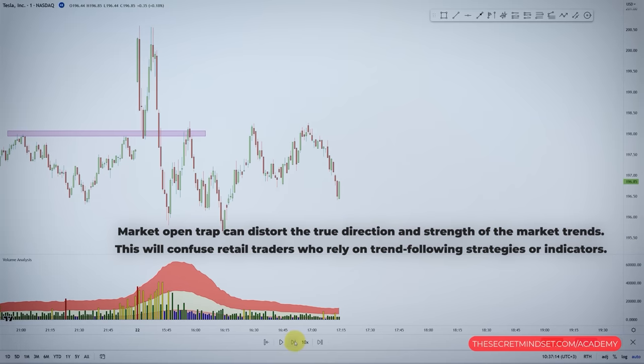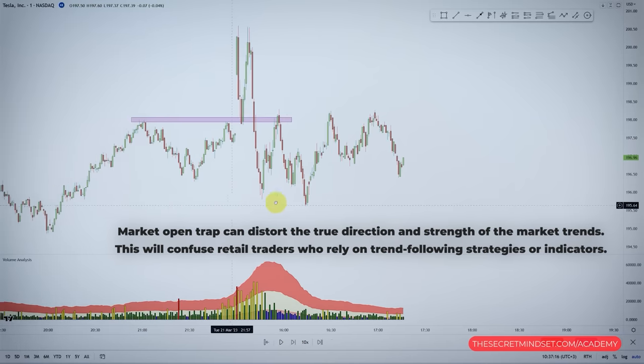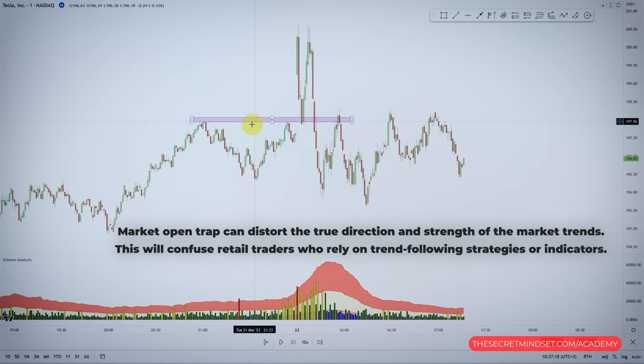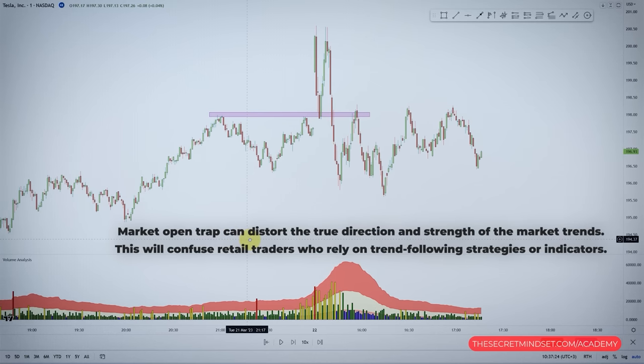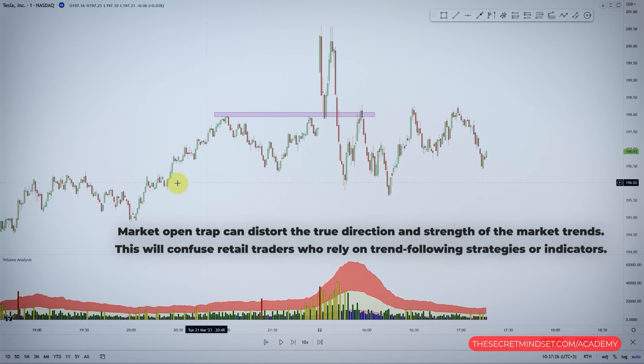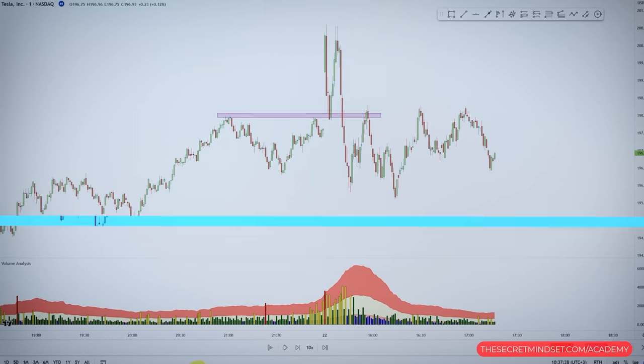The market open trap can distort the true direction and the strength of the market trends by creating false breakouts or reversals. This will confuse retail traders who rely on trend following strategies or indicators.